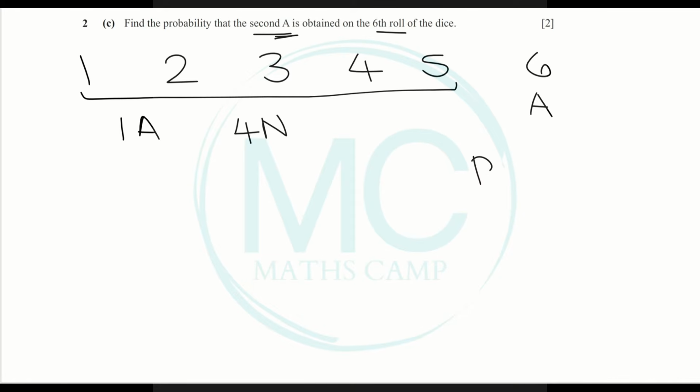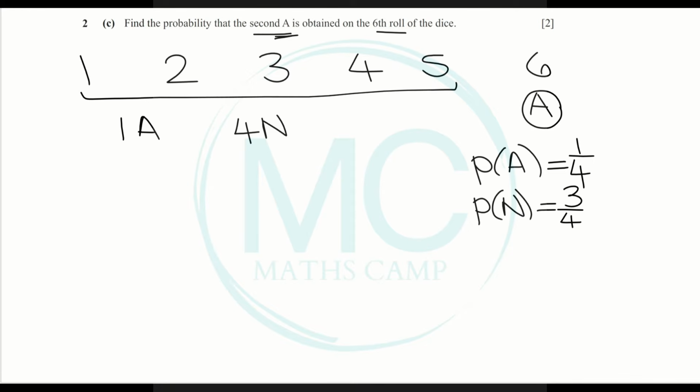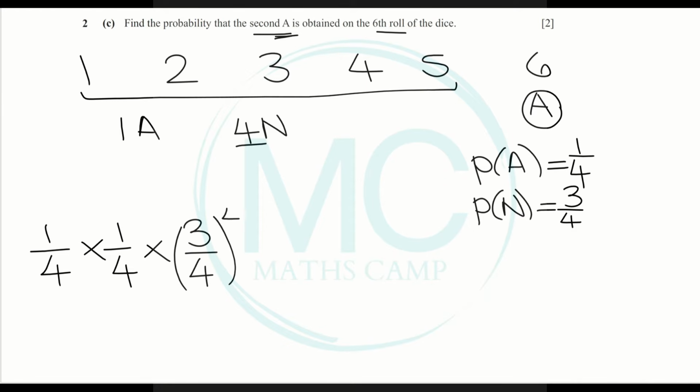The probability of A is 1 over 4. So the probability of not rolling an A is 3 over 4. Now with this, we can draw up our equation. Let's start with our second A. So the probability of 1 over 4. And we have 1 A in our first 5 rolls. We can say and 1 over 4. And 4 values that are not A. We say 3 over 4 multiplied by itself 4 times. Let's give this an exponent of 4.